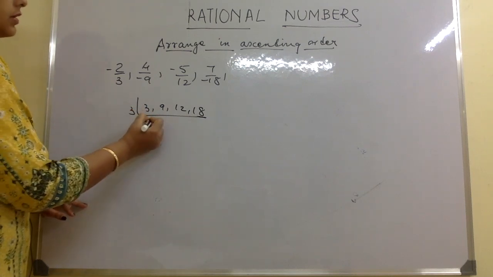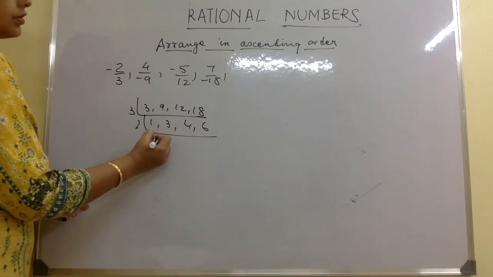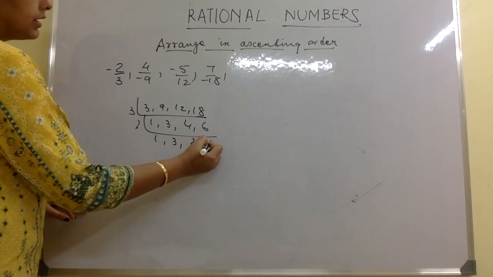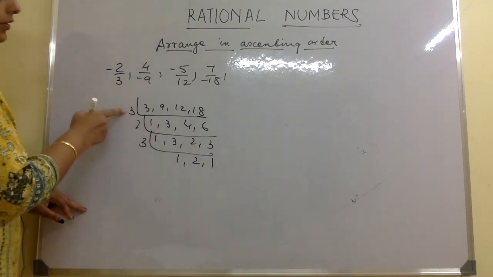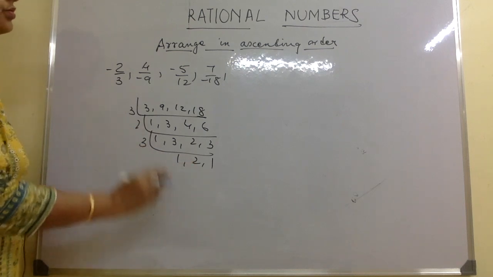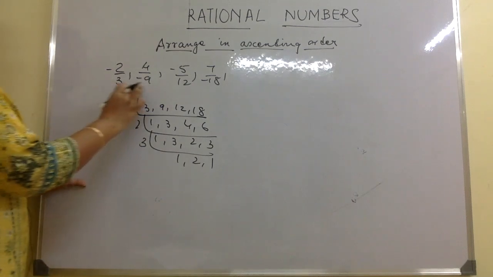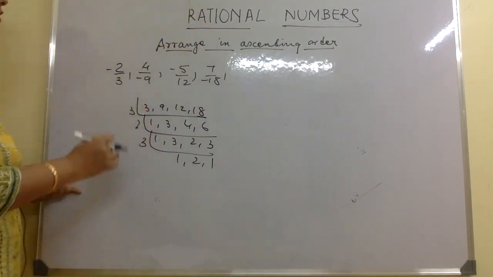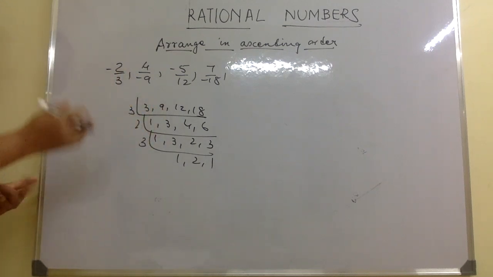So let's start with a 3: 1, 3, 4 and 6, and then with a 2: 1, 3, 2 and 3, and then with a 3: 1, 1, 2, 1. Okay, now we have 9, 9 2s are 18, 18 into 2, 36. 36 is my LCM of all the denominators. Okay, we don't have to bother about the signs. When we talk about LCM, we don't bother about the signs.